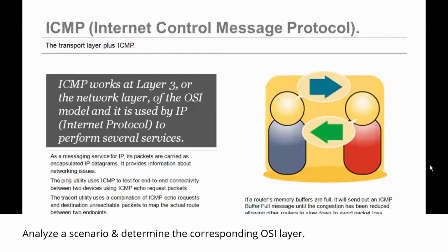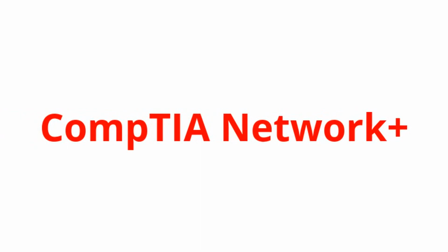The ping utility uses ICMP to test for end-to-end connectivity between two devices using ICMP echo request packets. The traceroute utility uses a combination of ICMP echo requests and destination unreachable packets to map the actual route between two endpoints. Also, if a router's memory buffers are full, it will continue to send out ICMP buffer full messages until the congestion has been reduced. This allows the other routers to slow down their transmissions to avoid packet loss.